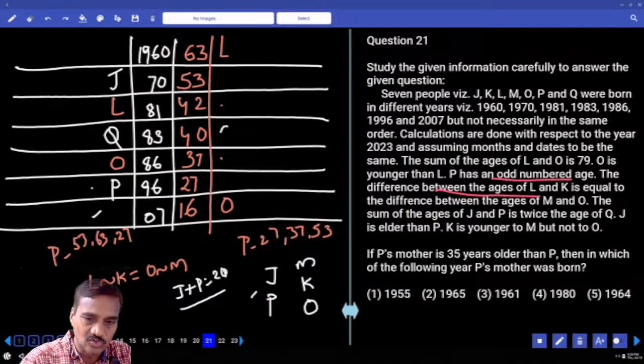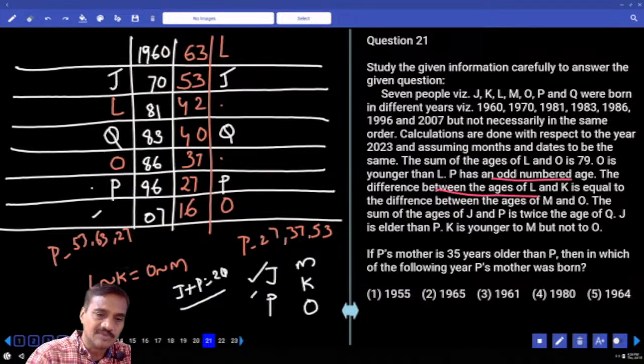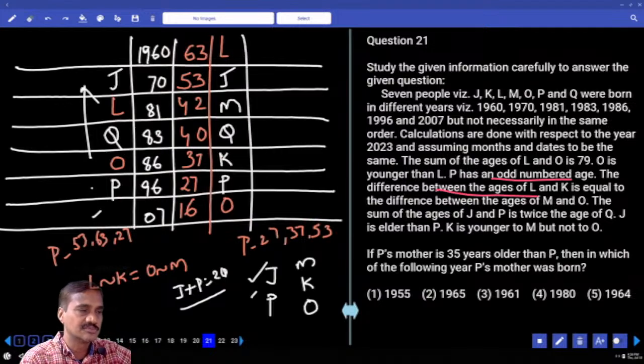Now in this case Q must be here. If Q is here, then where should J be? J is 53 and P is here. Does that fit? P and O. Then we are done with this information. M, K and O: before this O we need to have M and K. Is it possible? And here M is here, K is here, O is here. Now this is the final arrangement.